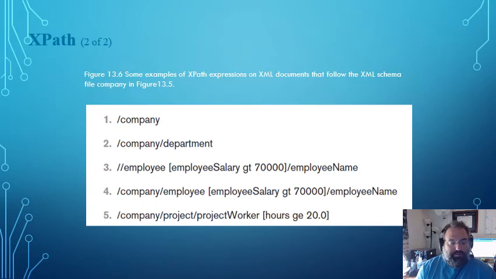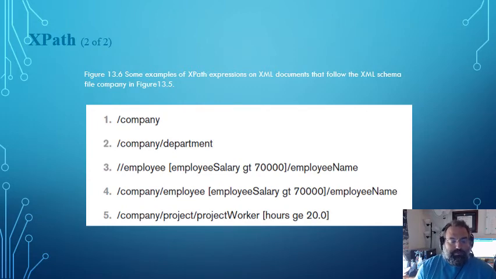The first one says there should be, at the beginning, a company element. The second one shows that the company element should have a department element underneath of it, which you want to retrieve. The third line says anywhere within that document there should be an employee element, and you want it if there's an attribute on it called employee salary that is greater than 70,000. When you find one of those, what you want back is their name.